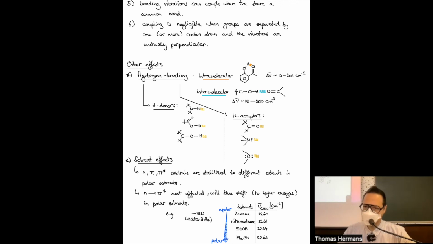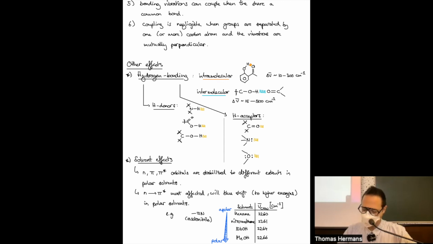The change, the delta in the wave number, is roughly 10 to 300 centimeter minus 1. So if you see a carbonyl that is 300 centimeter minus 1 from its normal position in another compound, let's say you have, instead of a hydroxy, a methyl group there, or nothing, then you will probably observe a shift in this carbonyl stretch vibration. Okay, so that's indicative of hydrogen bonding, intramolecular or intermolecular.